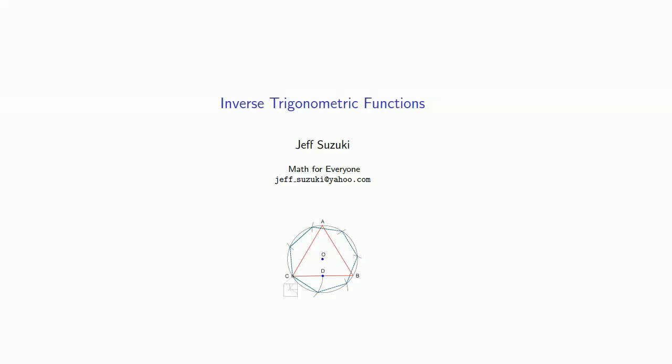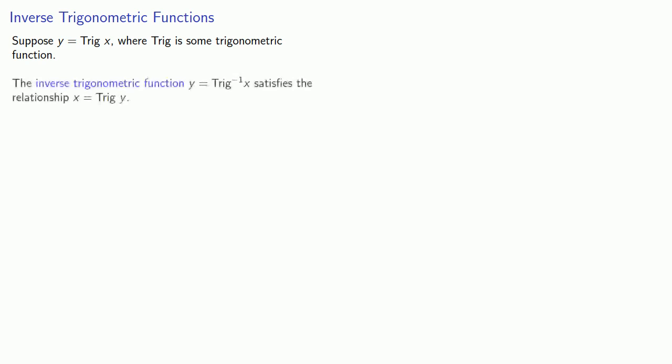We can expand our ability to integrate and differentiate if we look at the inverse trigonometric functions. The inverse trigonometric functions emerge as follows. Suppose y is some trigonometric function of x. The inverse trigonometric function, y equals inverse trigonometric function of x, satisfies the relationship x equals the trigonometric function of y. But unless we're careful, this is not going to be a function.